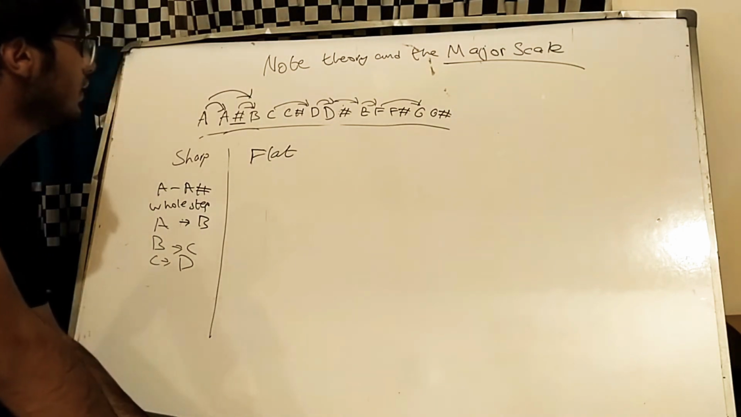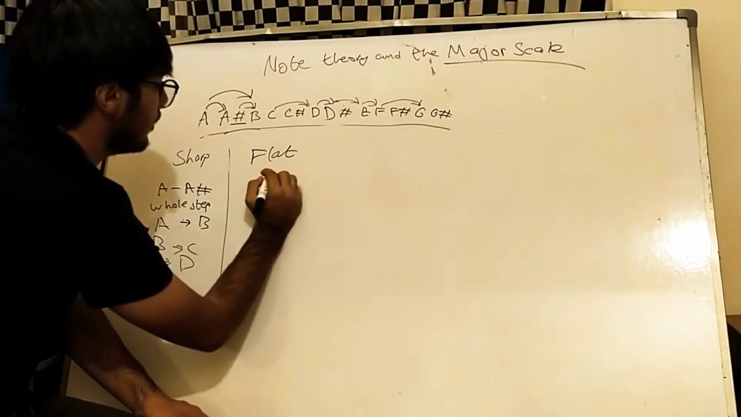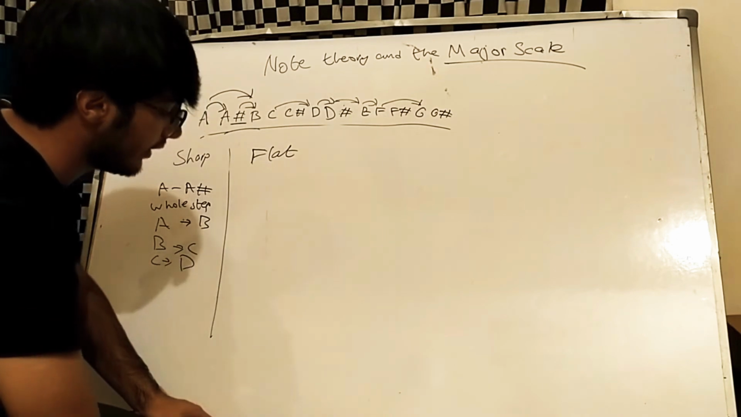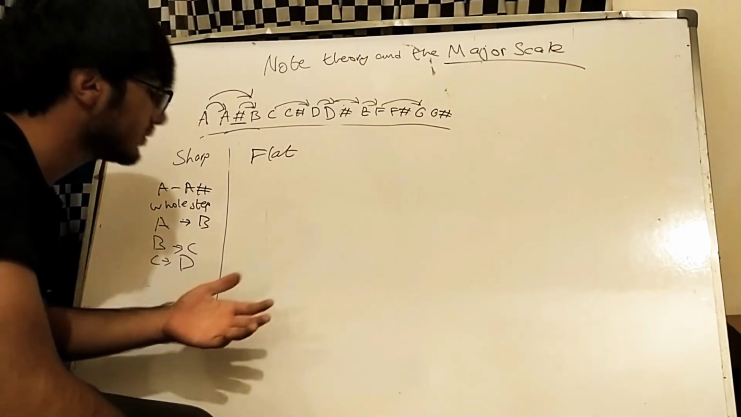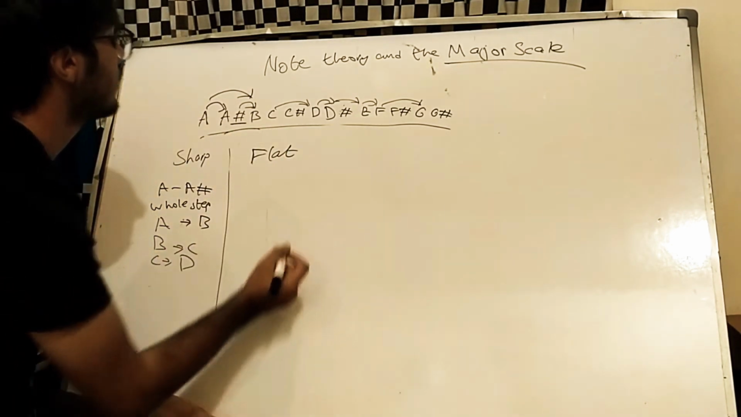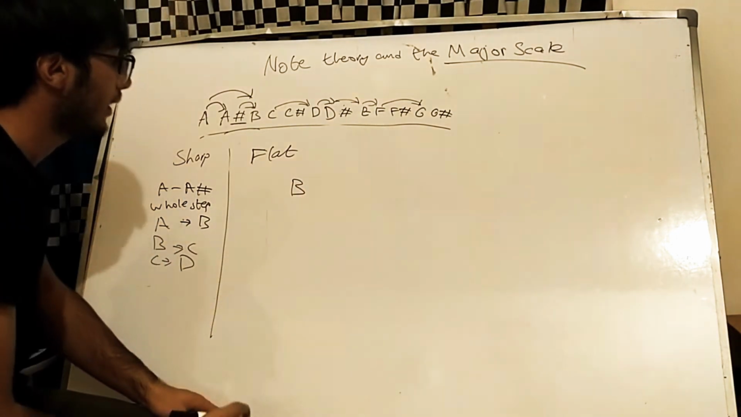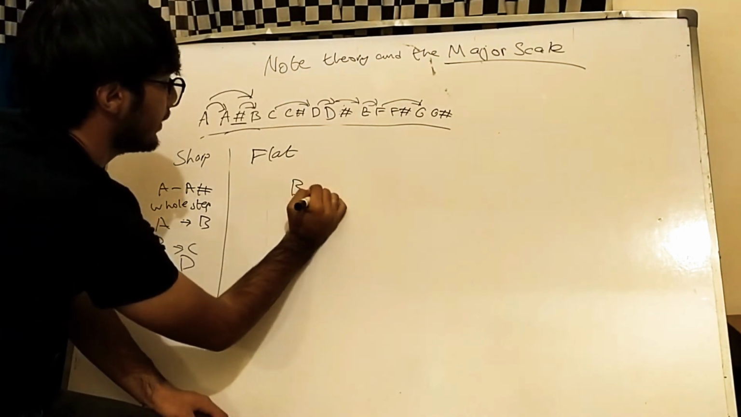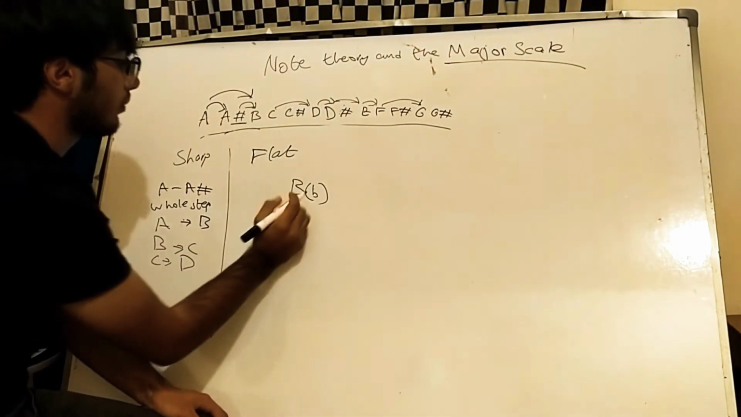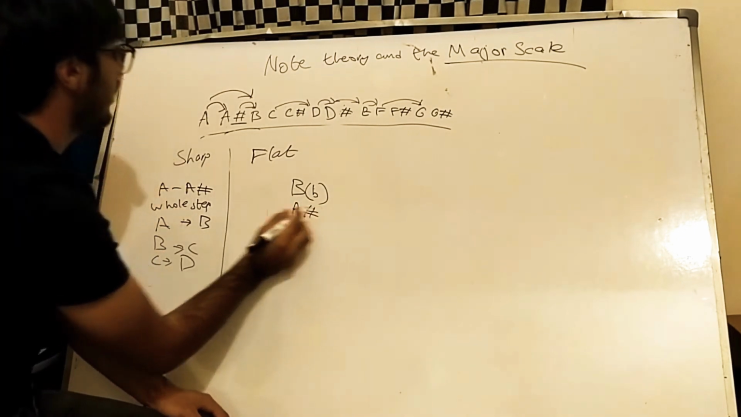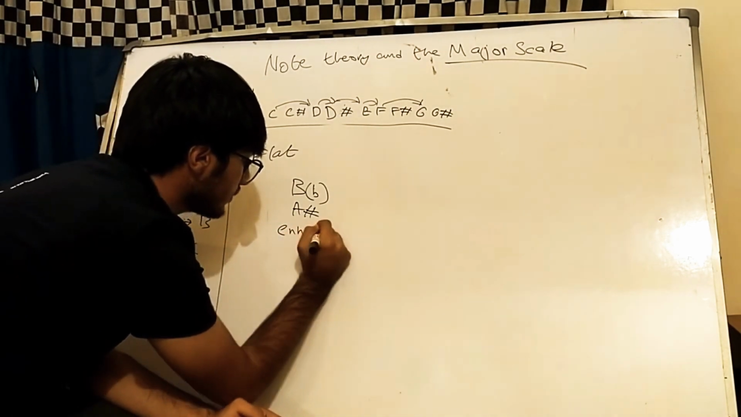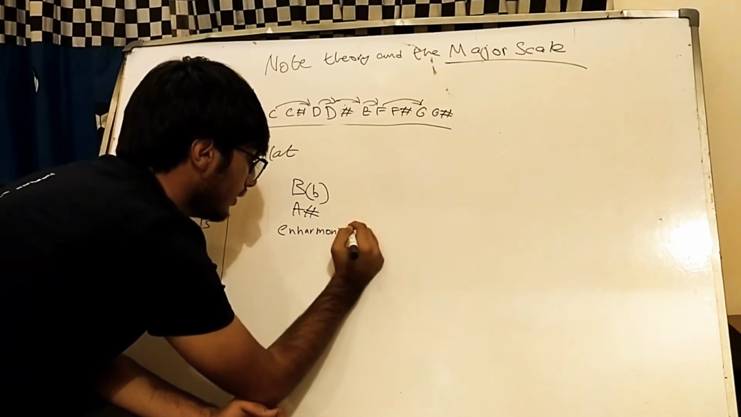And another thing except for sharps is flats. Now flats might seem a little complicated, but don't worry, they're not that hard to understand. Flats are basically the same as sharps, except that instead of raising the note, you flatten the note, or you lower the note. So if I have the note B and I add this flat symbol to it, a lowercase b, it will become A sharp. A sharp and B flat are the same note. This concept is called enharmonic equivalence.